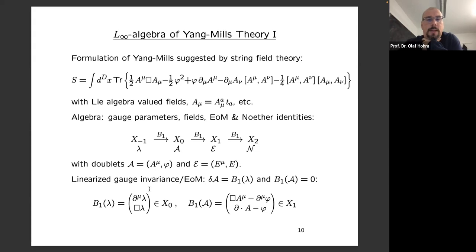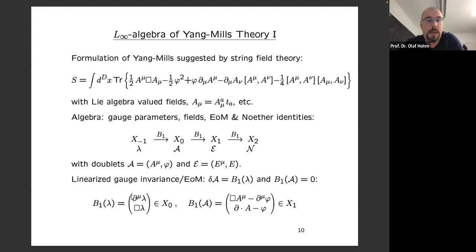So what's exactly the dictionary? The dictionary is the following. If you look at the linearized part of the gauge transformations and the equations of motion, they are just determined by the differential. So the infinitesimal gauge transformation on A is just B1 lambda. And the free part, the linear part of the equations of motion, is B1 A equals 0. And so you can check that they look like this.